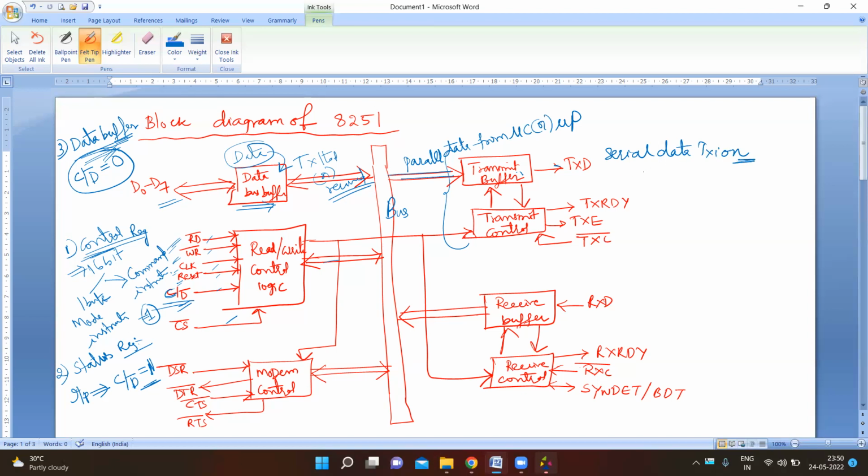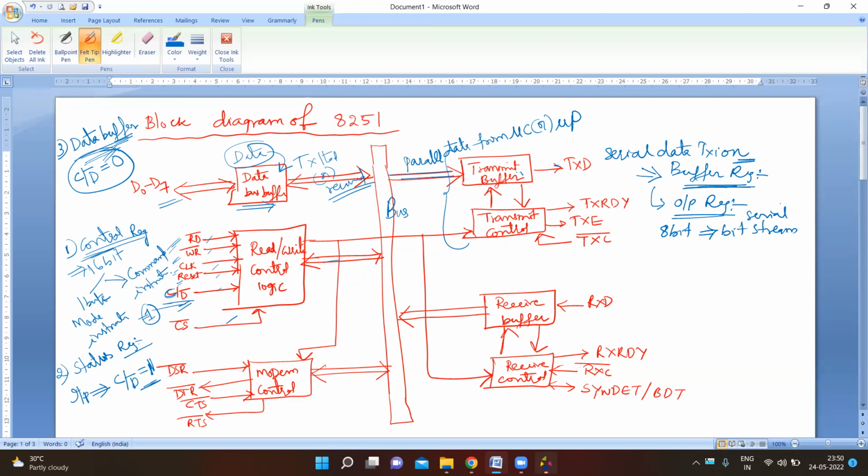This transmission section mainly has two registers. One is the buffer register, whose function is to hold 8 bits. The next one is the output register, which converts the 8-bit data into a stream of serial bits, a serial bit stream.